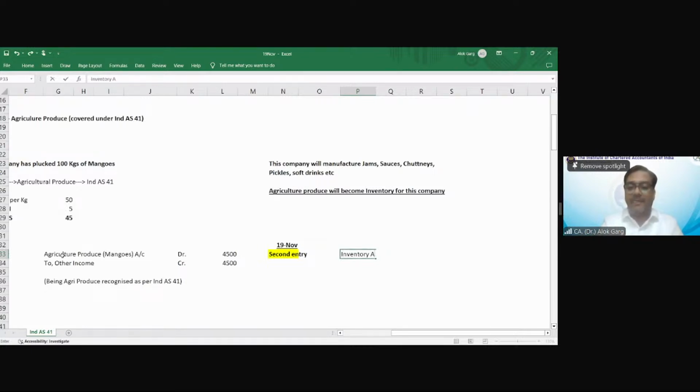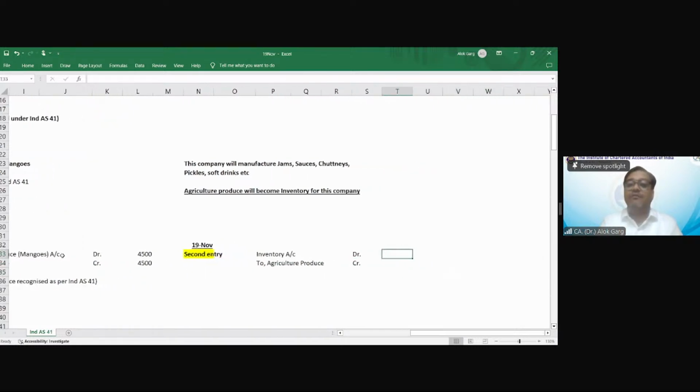Inventory account debit to agriculture produce. Very good. So you will never have the agriculture produce in the balance sheet. Why? It will take the place of inventory. Correct? What is the value? The same value which you have taken from Ind AS 41. So friends, only for the recognition and measurement at the point of harvest, you need to apply Ind AS 41. You get the value from Ind AS 41, which is fair value less cost to sell. Now it will become your inventory.